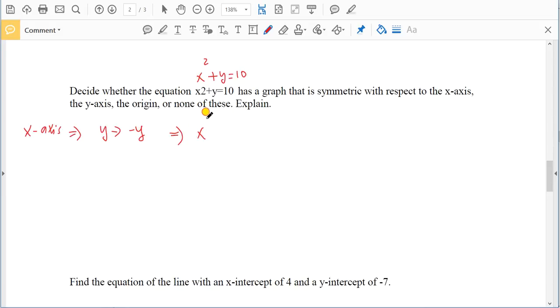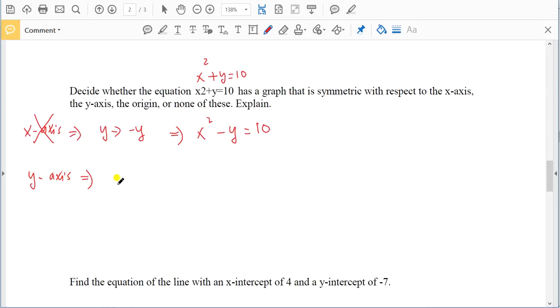So whenever I see y, I replace that by minus y equal 10. And in fact, this one is completely different from the original problem equation. Therefore, it's not x-axis symmetric. How about y-axis?